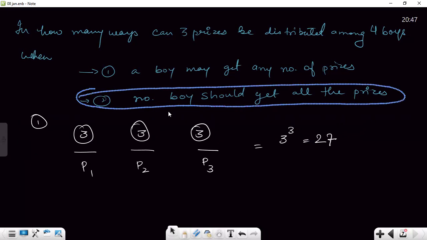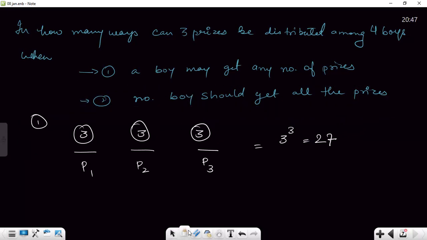Now let's discuss the second condition. In this condition, no boy should get all the prizes. Prizes are still fixed. So prize one can go to three boys. The choice for giving the prize is still three. A boy can have two prizes, but not all three. How many choices for the prize? Three. Now it may be 3 or 2.